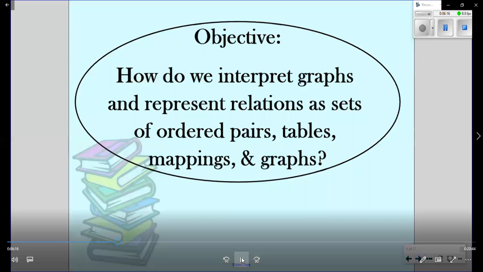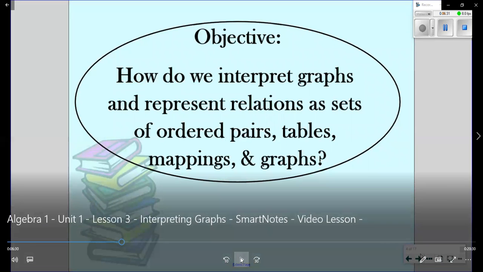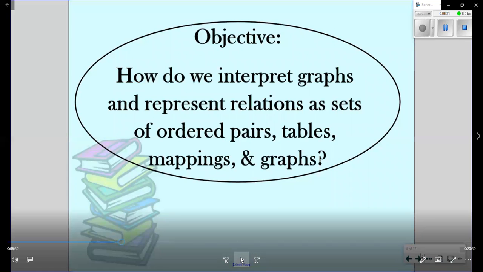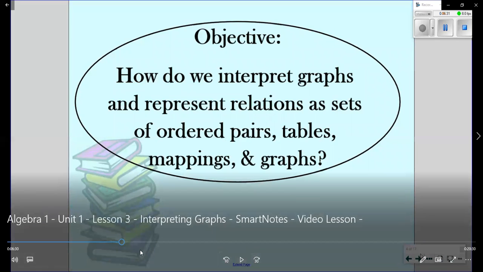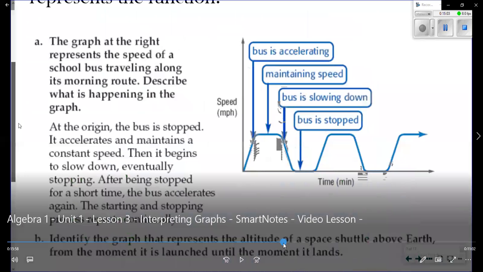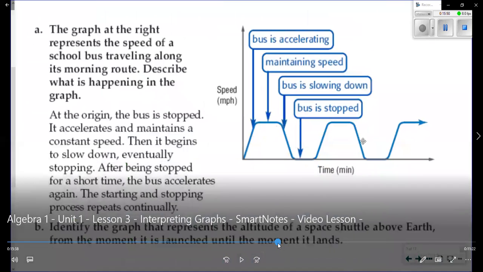So this leads us to our next lesson, which is interpreting graphs. And the objective is, how do we interpret graphs and represent relations as sets of ordered pairs, tables, mappings, and graphs? Okay, so like I said, lesson 3B has the same objective as 3A, and I'm going to jump to where I will be talking about graphs. So let me get to that point.